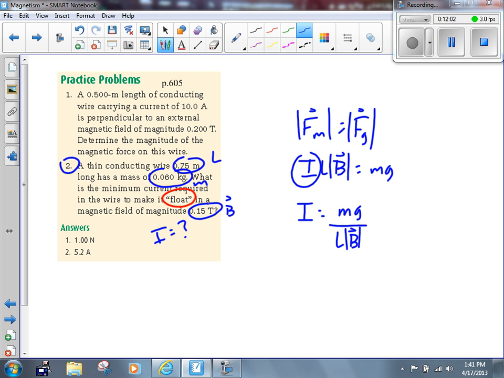I don't like this word minimum current. That's not correct. It should say what is the current required to make it float. Because if you're below that current, it's not going to float, it's going to fall. If you're above that current, it's not going to float either; the magnetic force is going to be bigger and it's going to rise. So if you want to make it float, hover, maintain the same position, then you don't want a minimum current. You want an exact current. And that's the exact current we're going to need, 5.2 amps. Good?